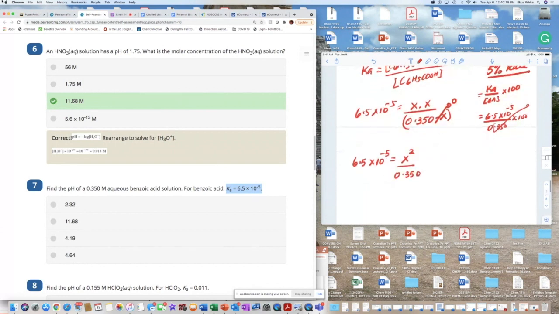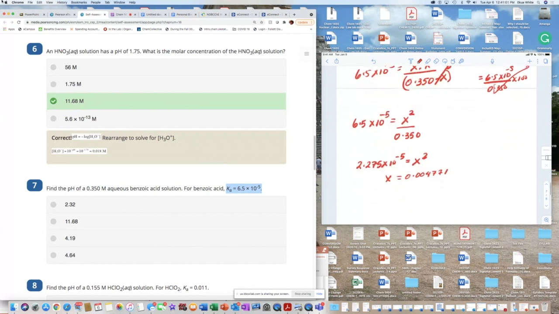So now I'm going to solve for x. 6.5 exponent negative 5 to the right, close, times 0.350. This time I'm not going to forget this squared, because last time I forgot this squared. 2.275 times 10 power negative 5. Yeah. X squared. So find the square root of this number right here. And I'm getting x equal 0.00477. Okay. This is molar.